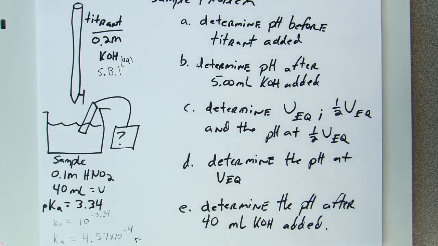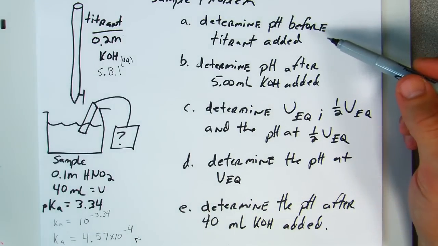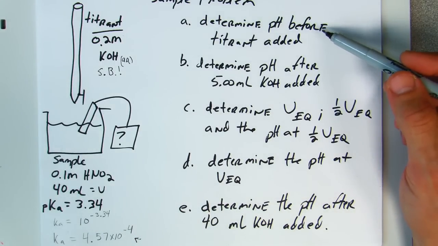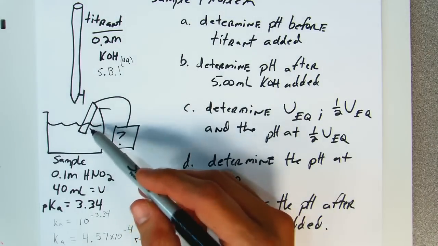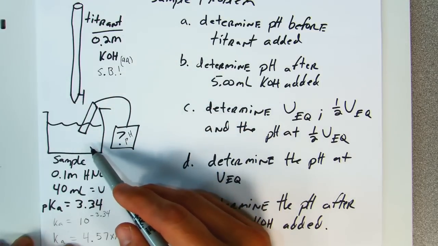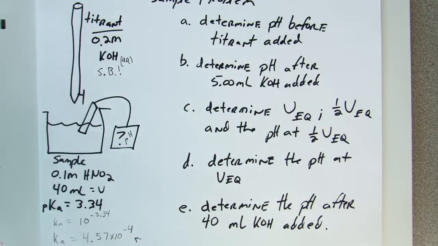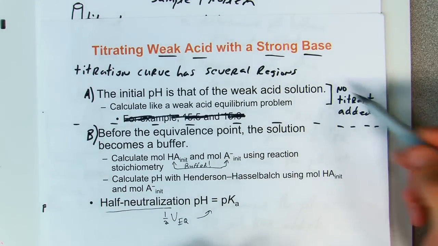Now along the curve, we'd like to compute the pH at several different points. The first point will be determining the pH before any titrant is added. So basically, if I put a pH probe inside that solution, what would the pH meter read before any of my strong base is added? Okay, well, let's think about how to handle that situation. A few seconds ago, I just outlined our approach, and we said that the initial pH is that of the weak acid solution.